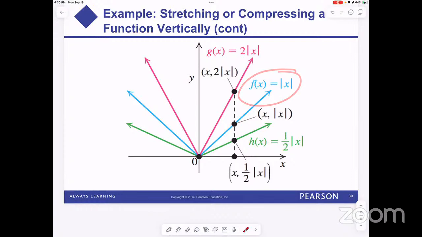Notice here, we multiplied the outside by a number larger than 1. Multiplying the outside of our basic function by a number larger than 1, outside manipulations cause a vertical change and follow our intuition. So this got bigger vertically, follows our intuition. So we call that a vertical stretch.